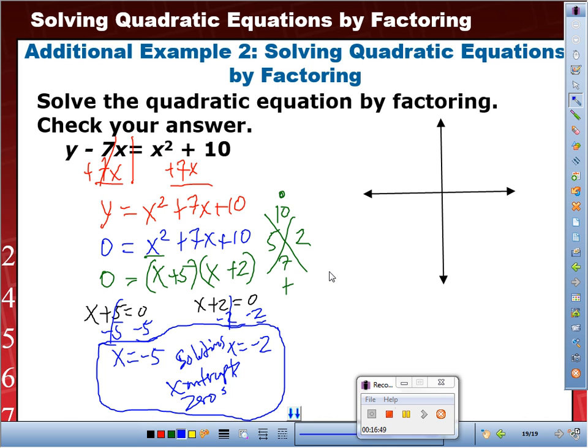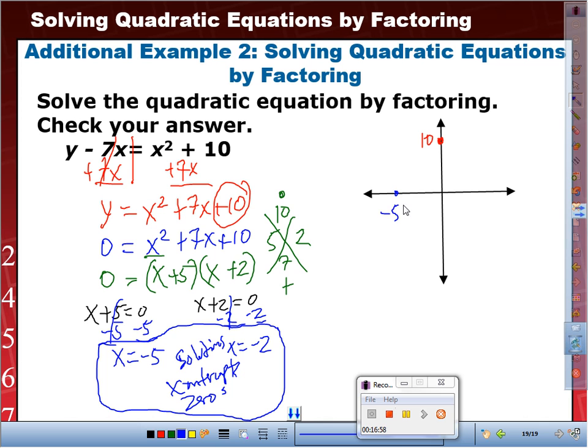What's my y-intercept, everyone? 10. That goes right here. What are my x-intercepts? -5, -2. Therefore, my parabola should look something like this. Have you got that? Okay. And if we were to check, once again, you take one of these. This is (-5, 0), (-2, 0). Substitute those into the original, and that's how you check.